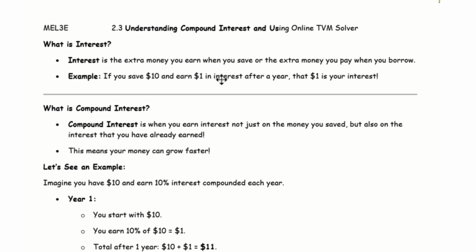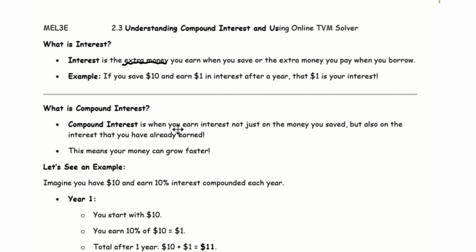In this lesson, we are going to see compound interest and how to use online TVM software to calculate compound interest. So interest is actual money that you earn when you invest, or all the extra money you have to pay when you borrow money. For example, if you save $10 and earn $1 in interest after 1 year, that $1 is your interest. This is the actual money.